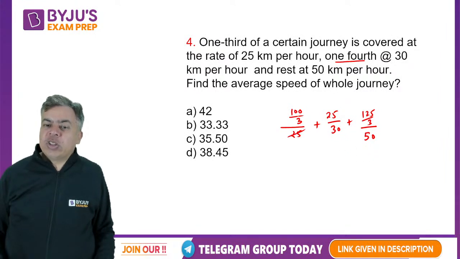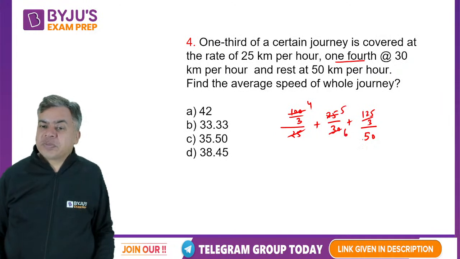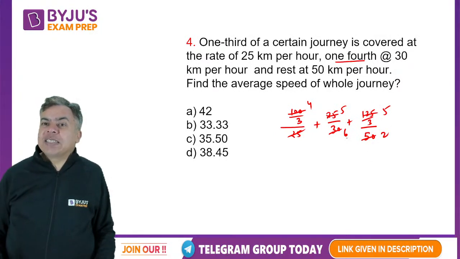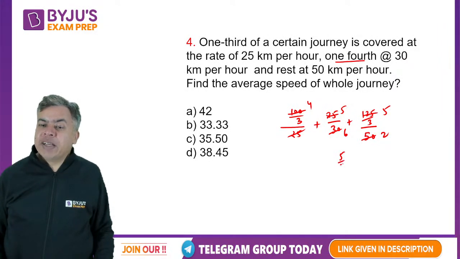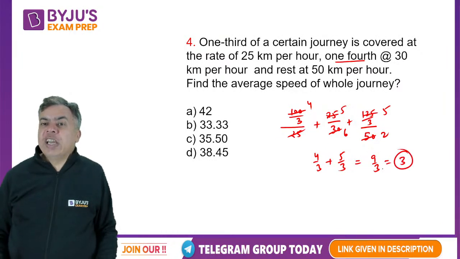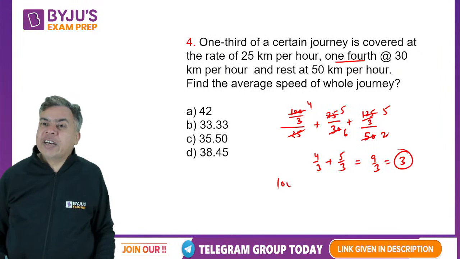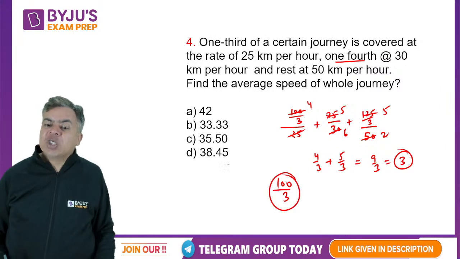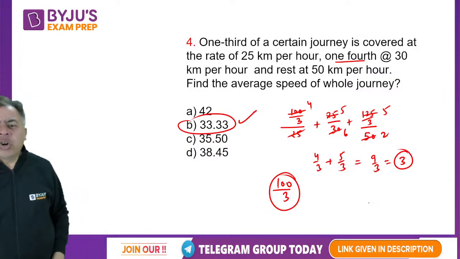So that's why I have taken this. It is 5 by 6, and 5 by 6 will become 5 by 3 plus 4 by 3. So it will become 9 by 3, which is 3. So 3 hours to cover a distance. I have taken 100, total distance 100 at 3. So it will become again 33.33. The answer is going to be the same.